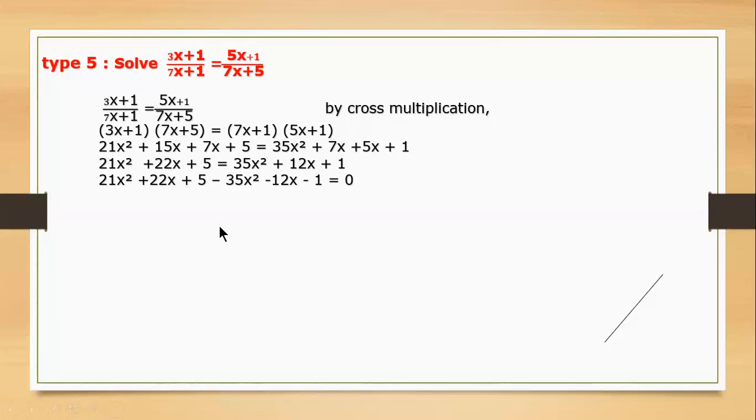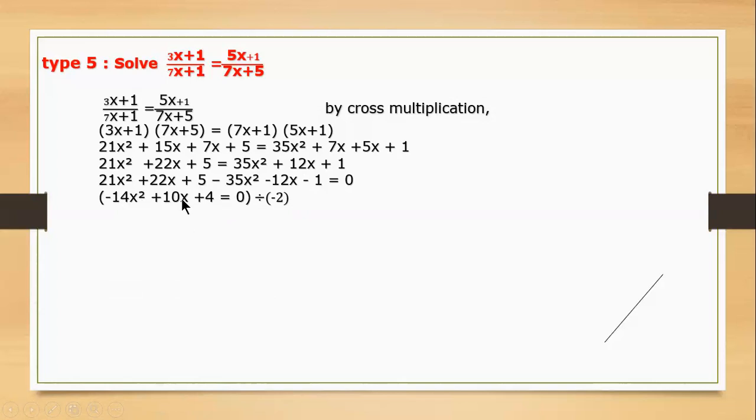Now let us simplify the like terms again. So we have 21x square and 35x square as like terms, 22x and 12x as like terms, and then we have constants. So we will do the addition or subtraction. 21x square minus 35x square is equal to minus 14x square. 22x minus 12x is equal to plus 10x. 5 minus 1 is equal to 4, which is equal to 0.